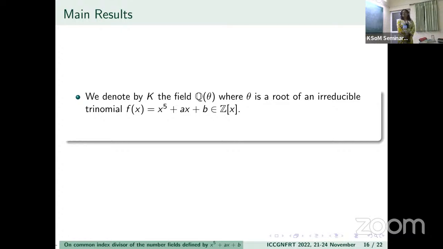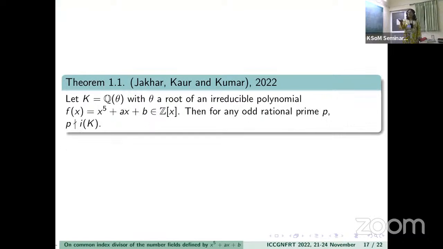x to the power 5 plus ax plus b. We have considered this polynomial irreducible. Then we know that the discriminant of this polynomial is this. We have proved that for any odd rational prime P, P does not divide the field index IK. That means any odd rational prime P cannot be a common index divisor of K. For proving when P is strictly greater than 5, we have used the map. We have proved it with the help of the fundamental equality and didn't use the previous methods. And for prime 3, we have done a separate case by considering the prime ideal factorization of 3.